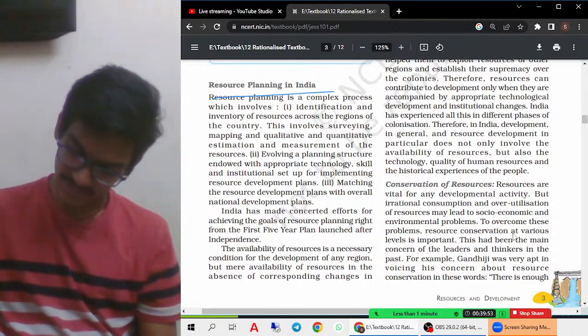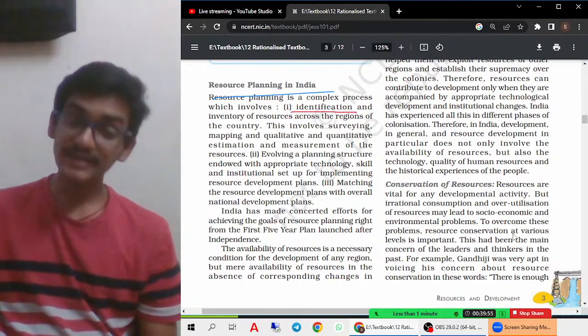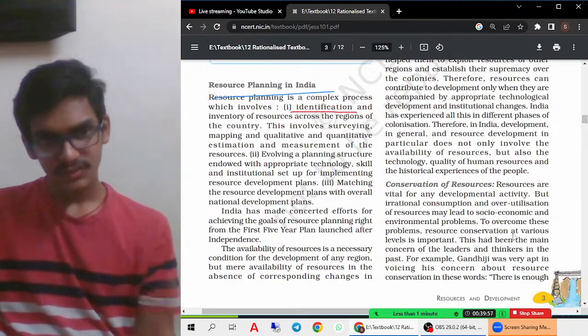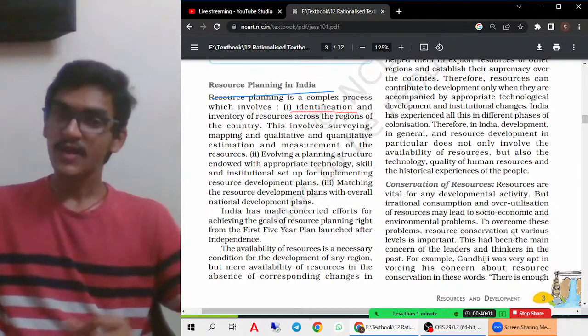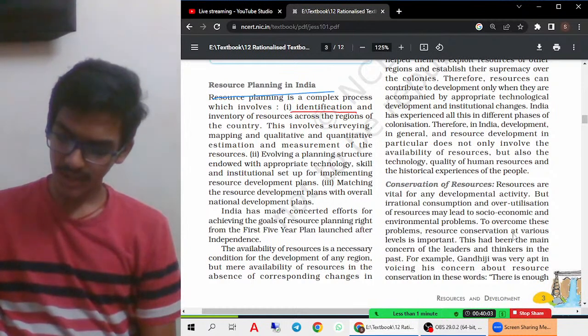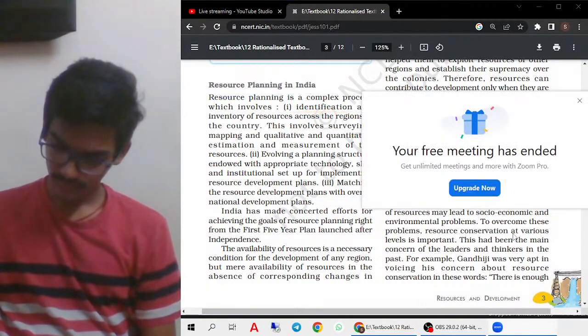So the first important process is the identification of the resources. First we have to identify how much resource is found in a particular region. What is the quantity of the resource? What is the quality also? For example, in iron ore also, we have different kinds. For example, magnetite is there.